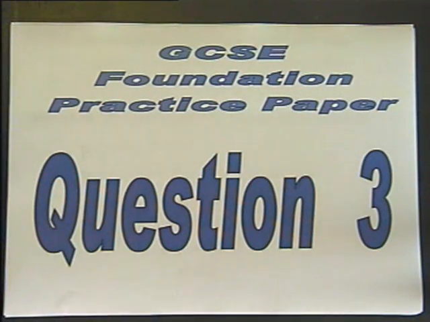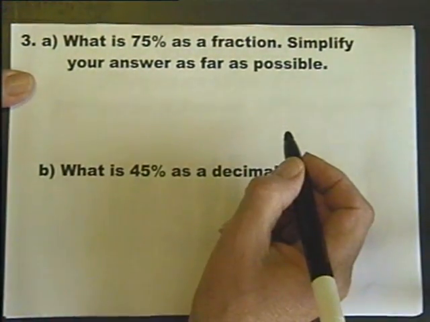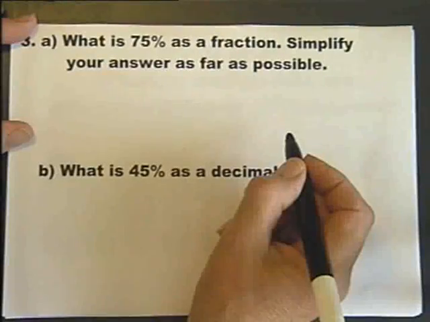GCSE Foundation practice paper. Question 3. What is 75% as a fraction?